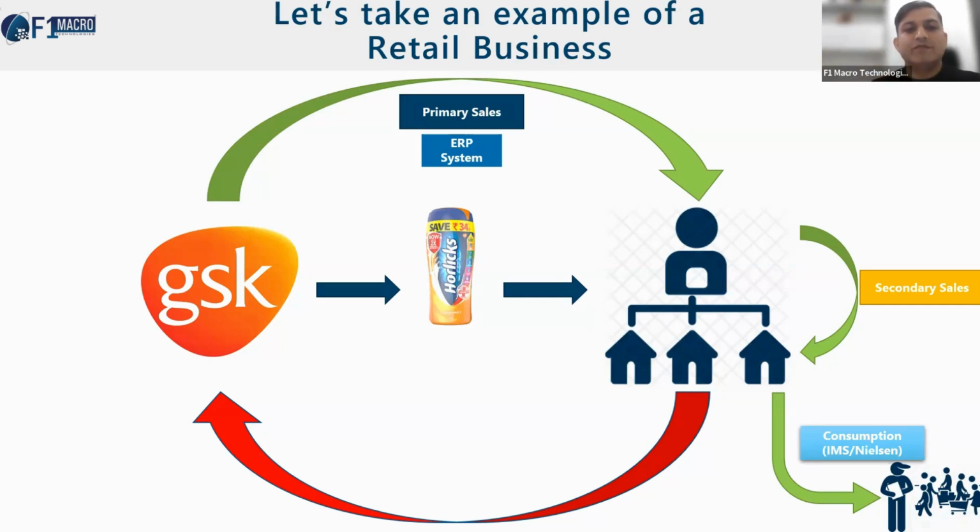Let's take an example of a company like GSK, or any XYZ retail company who manufactures a product. For example, GSK manufactures a product named Horlicks. For example, I am running a store and I want to buy this product, maybe 500 quantity or 50 quantity.